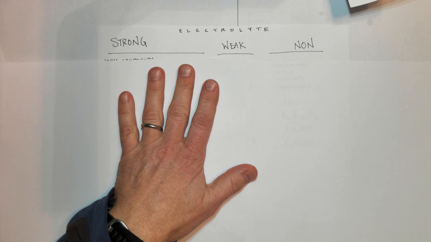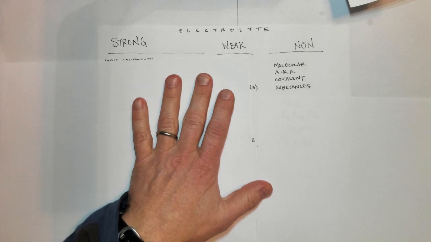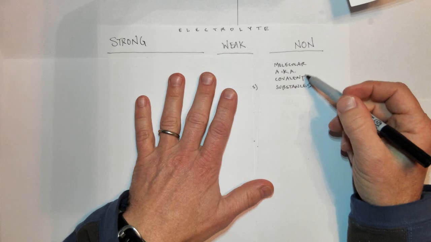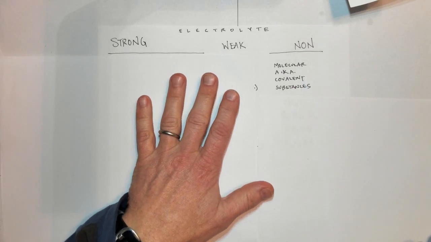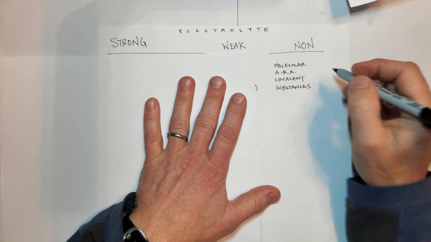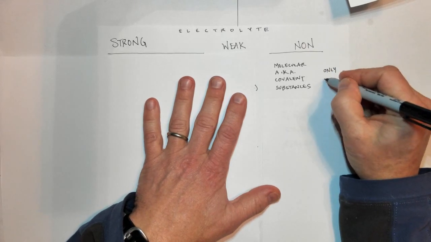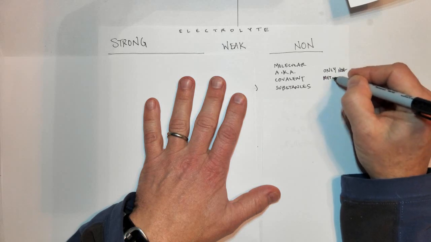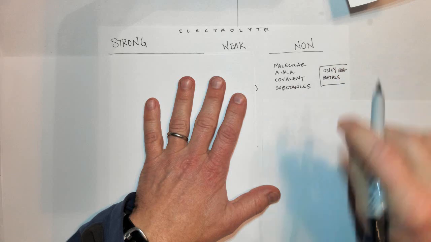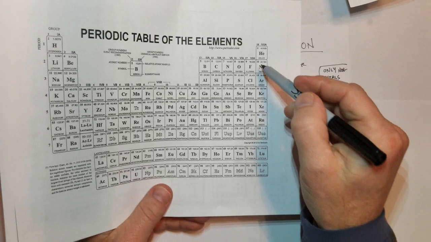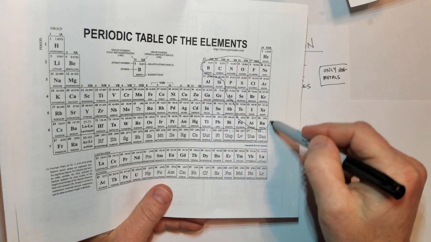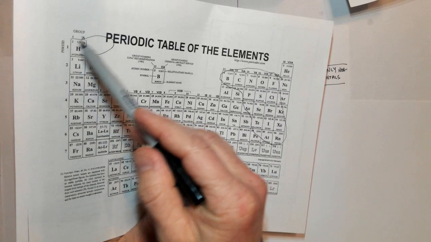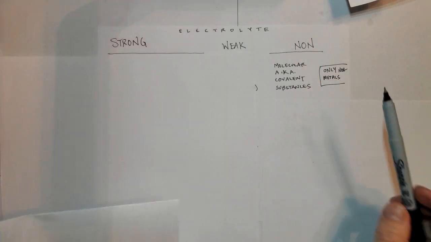So non-electrolytes are also known as molecular or covalent substances. Molecular and covalent substances are ones that contain only nonmetals. If you forgot this from chapter 2, only nonmetals. So if you're looking on your periodic table, it's not that many different elements. They would contain these guys over here because these are the nonmetals. So if it's got these or hydrogen in them right here, they would be molecular or covalent substances.